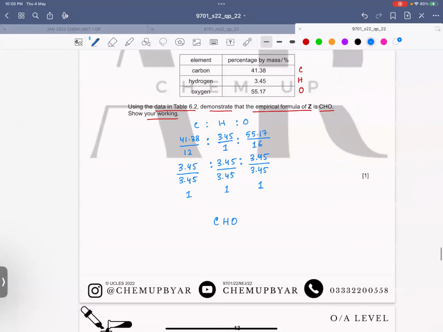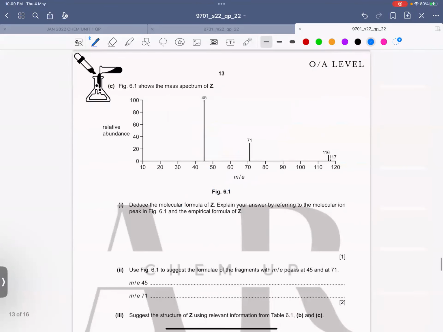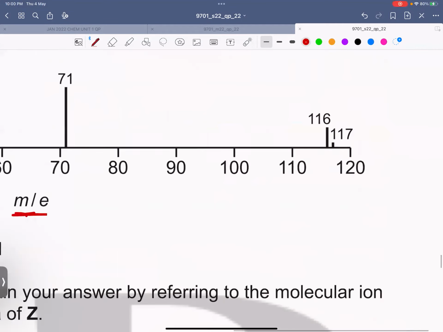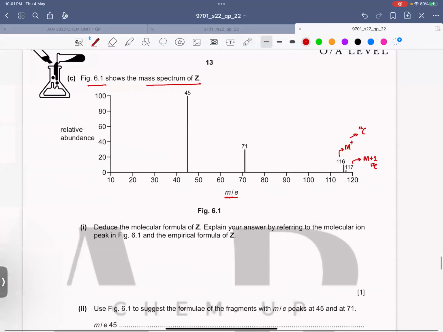Yes. Okay. Now the mass spectrum question. Figure 6.1 shows the mass spectrum of Z. You see there are two values which have a very greater value of mass over charge ratio. That is 116 and 117. So what I can figure out from this is that 116 is the M peak and 117 is the M plus 1 peak because of carbon-13, and this is all because of carbon-12 isotopes. Is this clear?